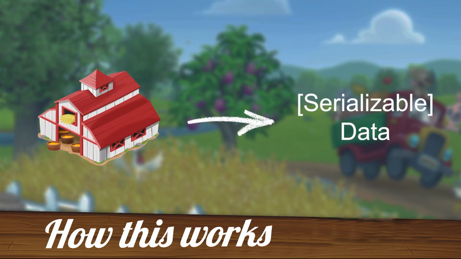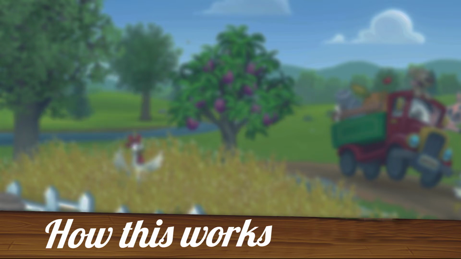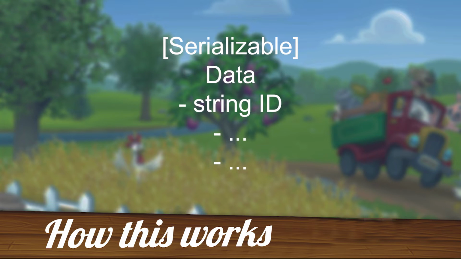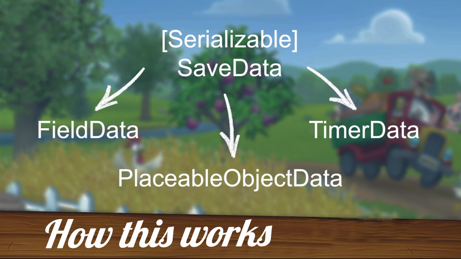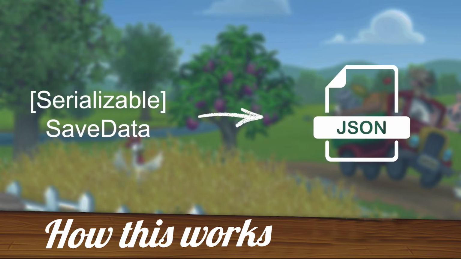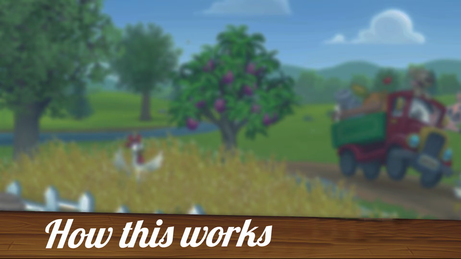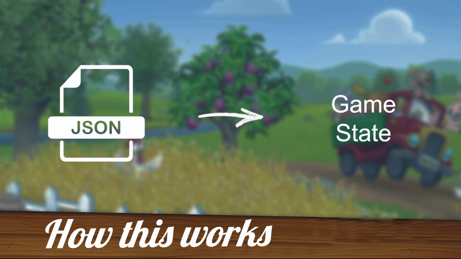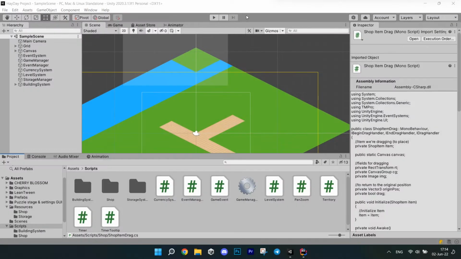Each object that needs to be saved will have its own save data, which is a serializable class. It'll have a string ID and a bunch of fields that'll have data needed to load the state of the object. In addition to that, there will be one general save data that'll have all the object data. This serializable object will be converted to a JSON string and written into a file. At the beginning of the game, the data from the file will be loaded and the state of the objects will be restored. Let's get to coding.